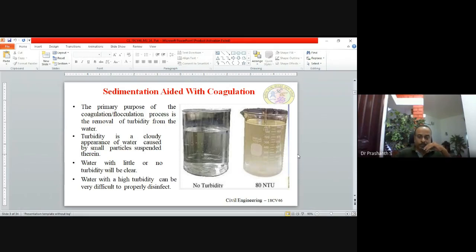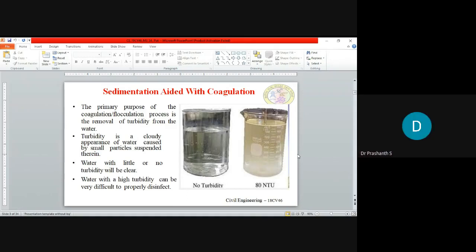Here you can see the figure. When there are very fine small particles present in the water, the water looks brownish as you see in the slide. And if it is removed with the help of coagulants, you find clear water without any turbidity. So in the sedimentation aided with coagulation, we are going to use chemicals to remove very fine particles.